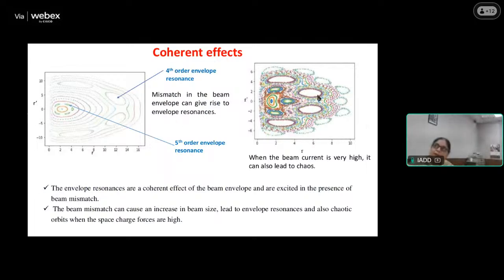And if the beam current is very high, then the phase space here, the RR prime, becomes very chaotic, and this can lead to chaos. So the envelope resonances are a coherent effect of the beam envelope, and they are excited in the presence of the beam mismatch. So these are basically resonances of the envelope as a whole. The beam mismatch can cause an increase in beam size, and it can lead to envelope resonances and also chaotic orbits when the space charge forces are high. So you have to avoid these, otherwise this will lead to an increase in beam size, beam emittance, also halo formation, and the beam will get lost.